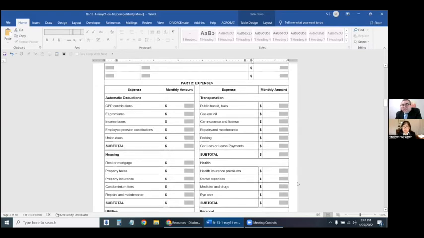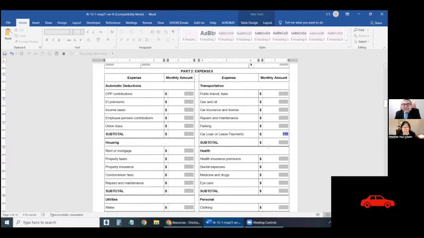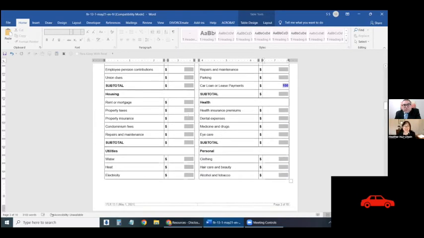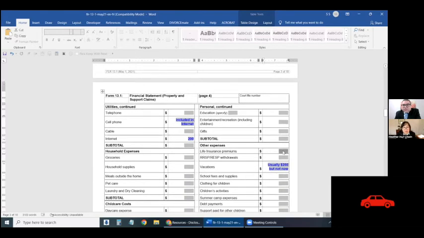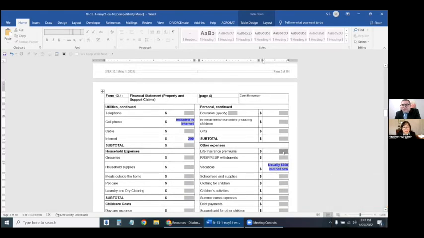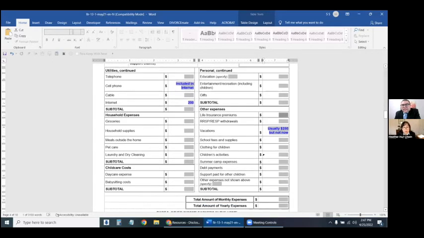On the other hand, if you're going to put a car loan or lease payment over here, I'm just putting 100, just to see it, there better be a car listed on your financial statement. And that also will appear for life insurance, because there's a section in the property for insurance. And then you get into the children's expenses, which we're going to talk about in 1 minute.